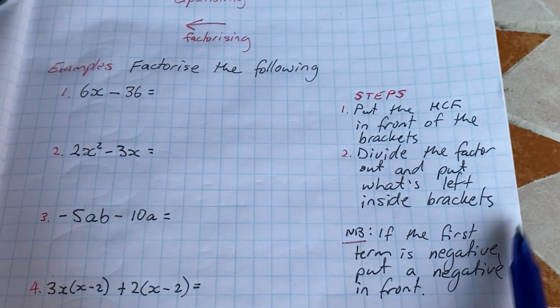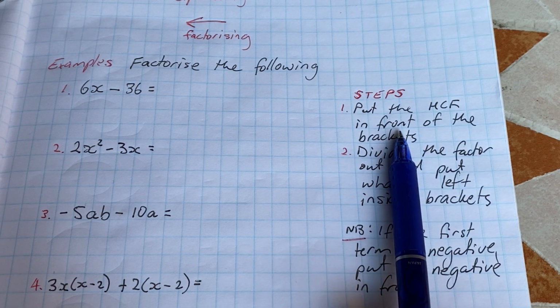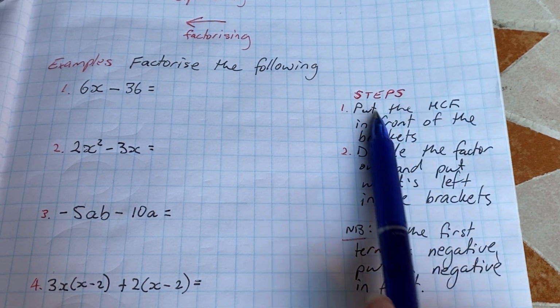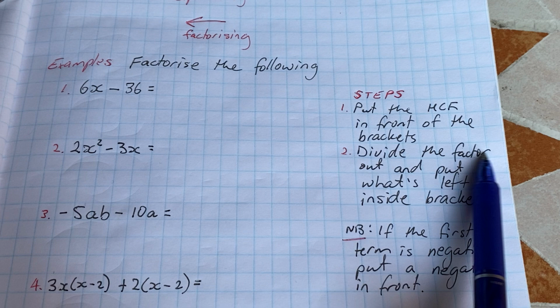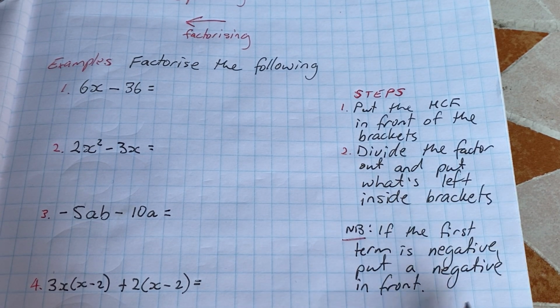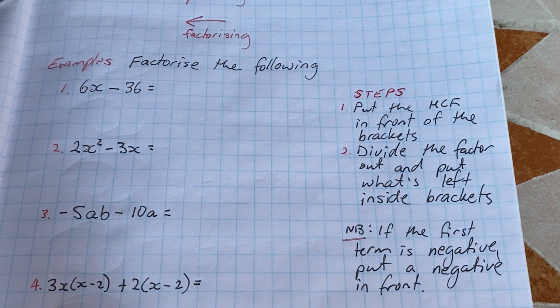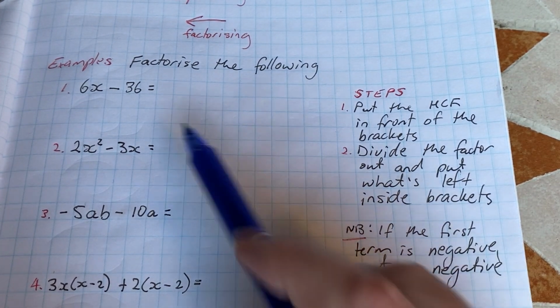So I've written some steps out over here. We put the highest common factor in front of the brackets, and then we divide that factor out and put what's left over inside the brackets. If the first term is negative, put a negative out the front. We're going to factor out a negative. So let's have a look here.